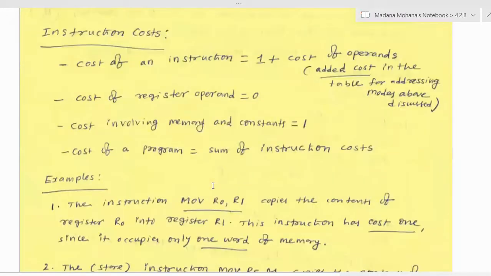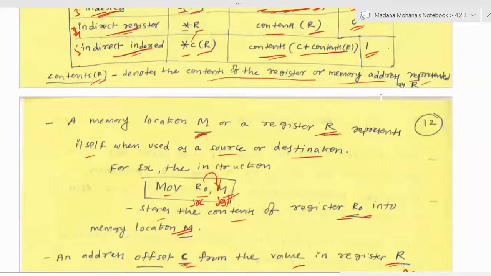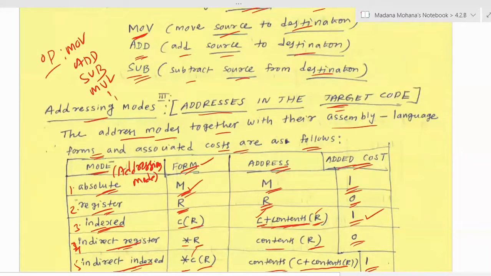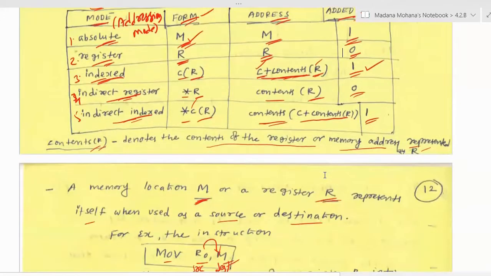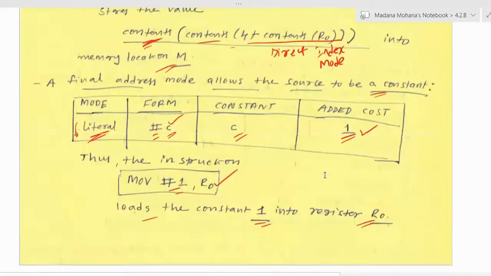Then instruction cost. In the previous example we mentioned how to find the cost. Clearly see, these same steps will be used during the code generation algorithm. So how to find instruction cost? The cost of an instruction is nothing but 1 plus the cost of operands. Here we mentioned the added cost in the table for the addressing modes discussed above. By default 1 plus this added cost: suppose 1 plus 0, here 1 plus 1, here 1 plus 0, like that. Based on the addressing mode, you can find the cost.